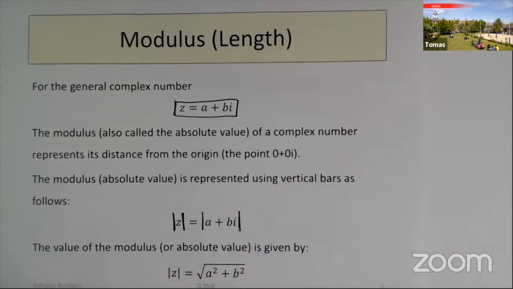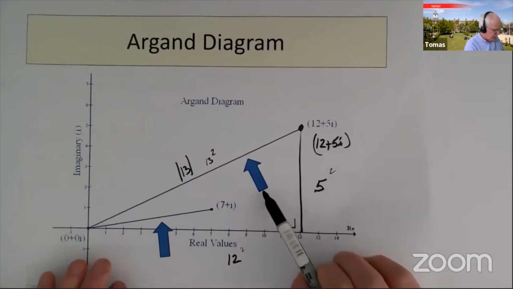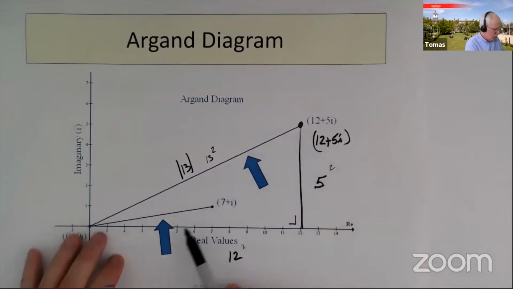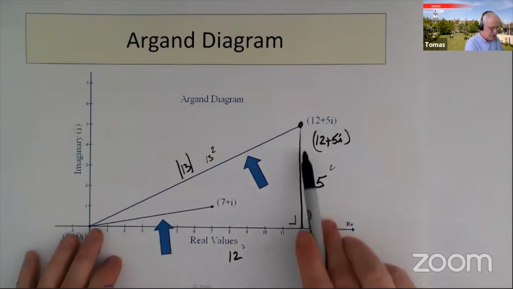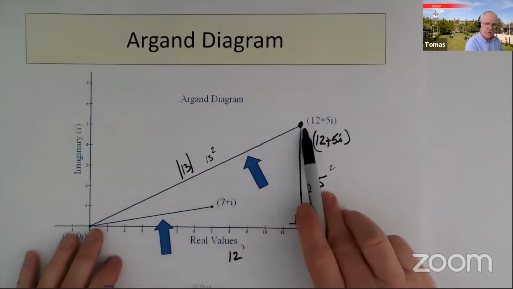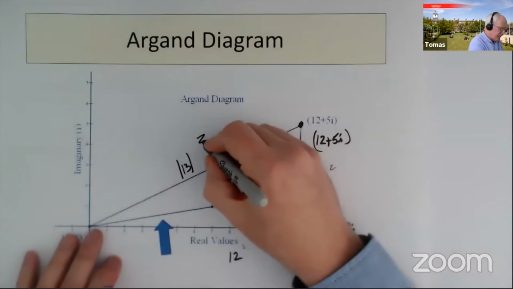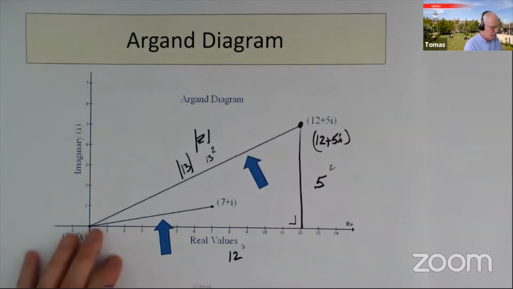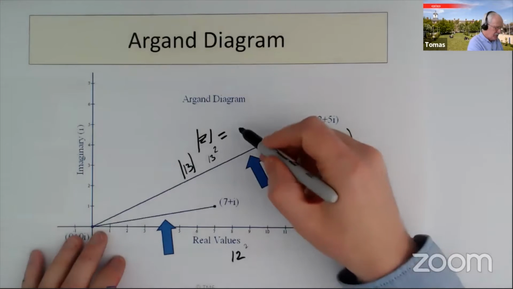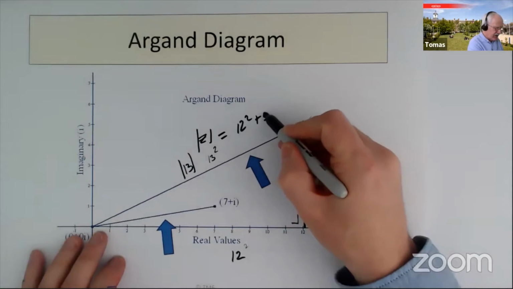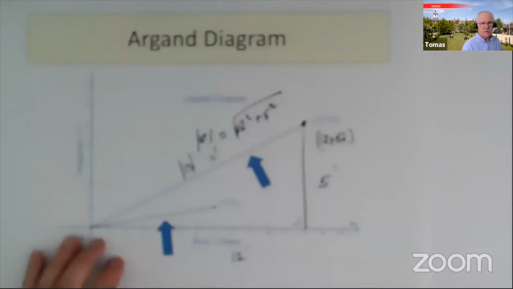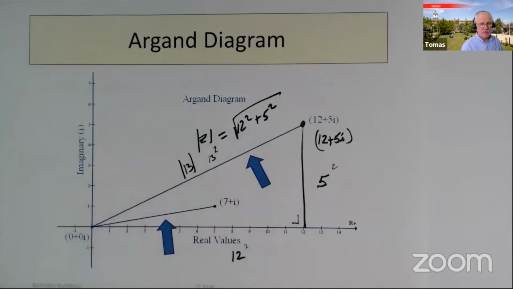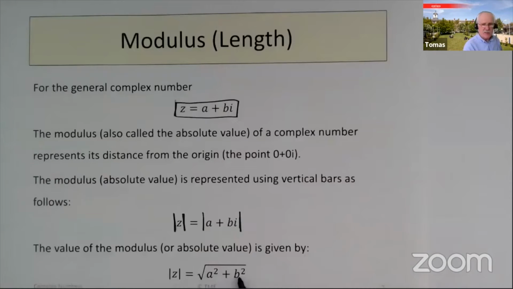Well, it really shouldn't surprise us in a way, because if we look at this length, we took this squared plus this squared to get this squared. So if this was z and the bar of it, the bar would be the 12 squared plus the 5 squared all square rooted, because squaring it would be the same. So that's the way that would work. So the modulus is given by the square root of a squared plus b squared.